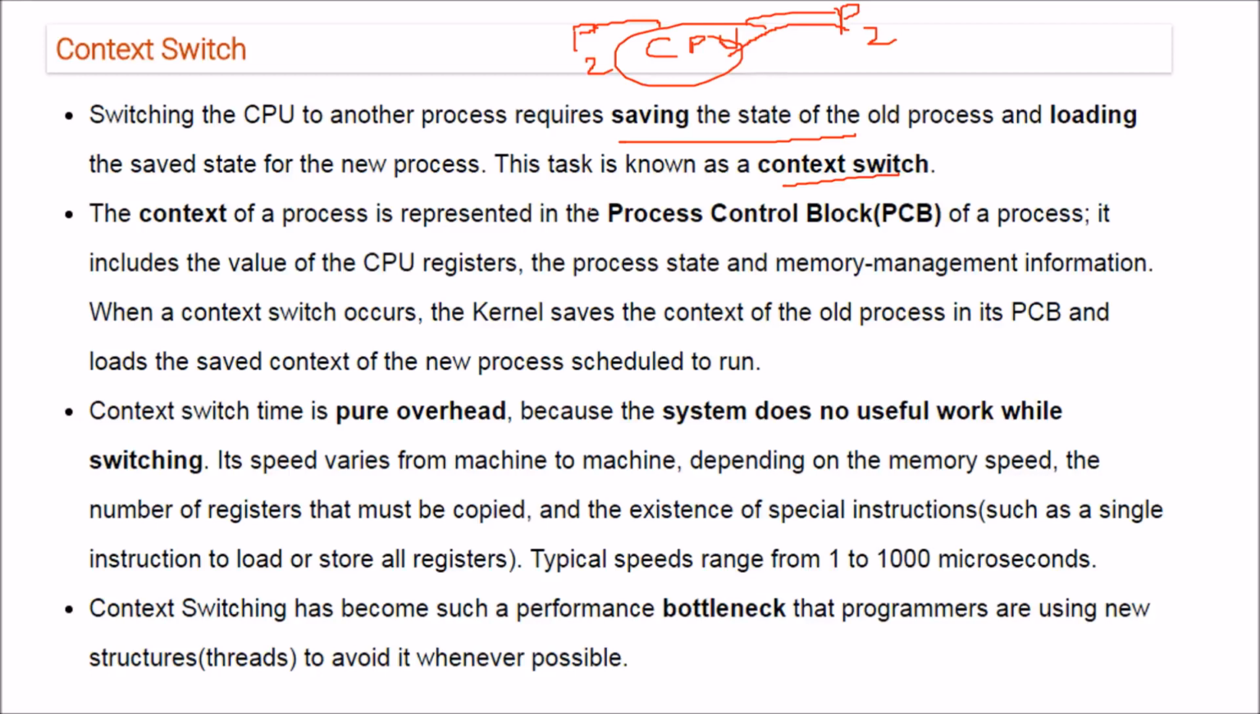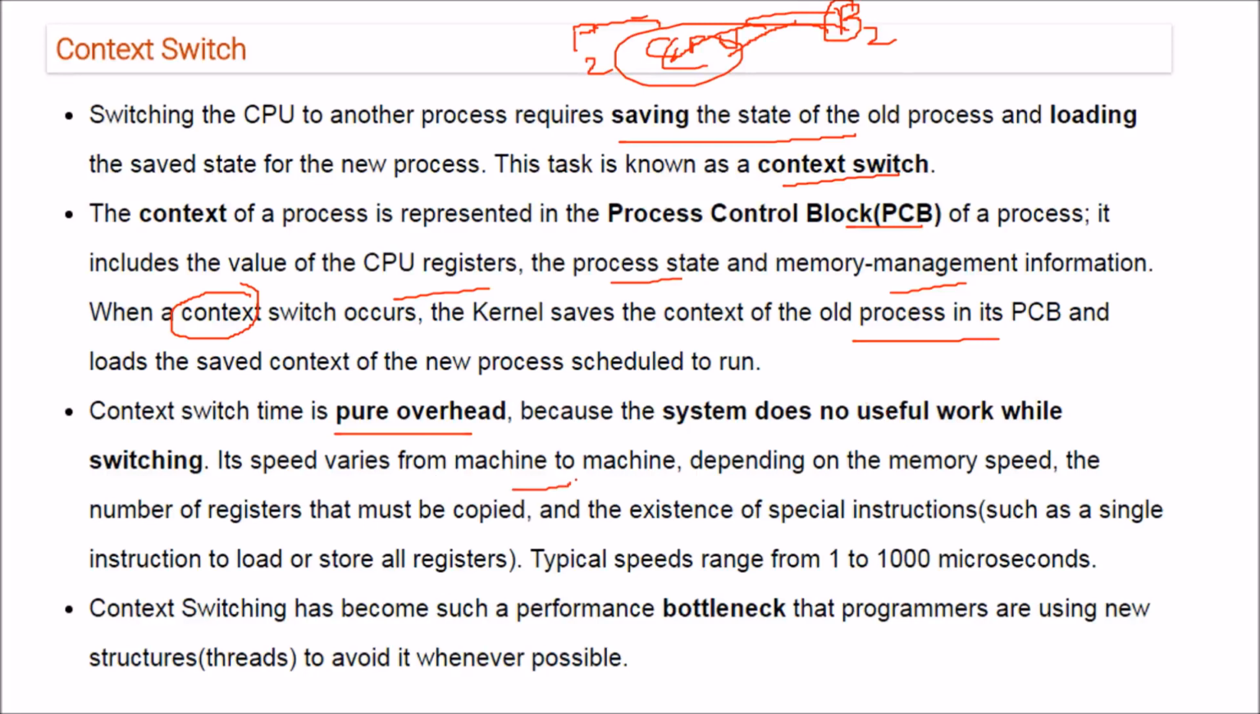The context of the process is represented by the PCB, process control block of the process, and it includes the CPU registers, the process state, the memory management information, etc. So when the context switch occurs, the kernel is going to save the context of the old process in its PCB and then load the saved context of the new process, which is scheduled to run. And this is pure overhead, because the system does no useful work while switching.